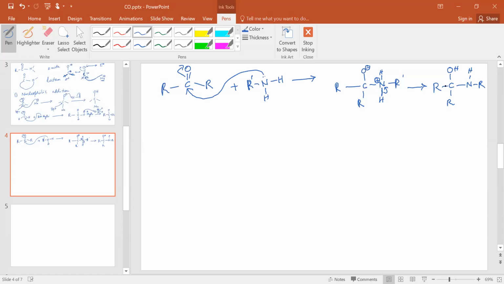Okay, so this nitrogen has a lone pair of electrons. Here you see, on the same sp3 hybridized carbon, nitrogen and oxygen, which one has a higher electronegativity?